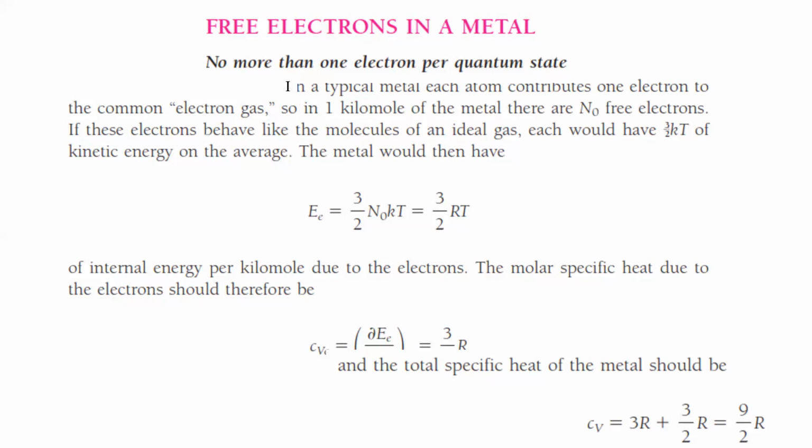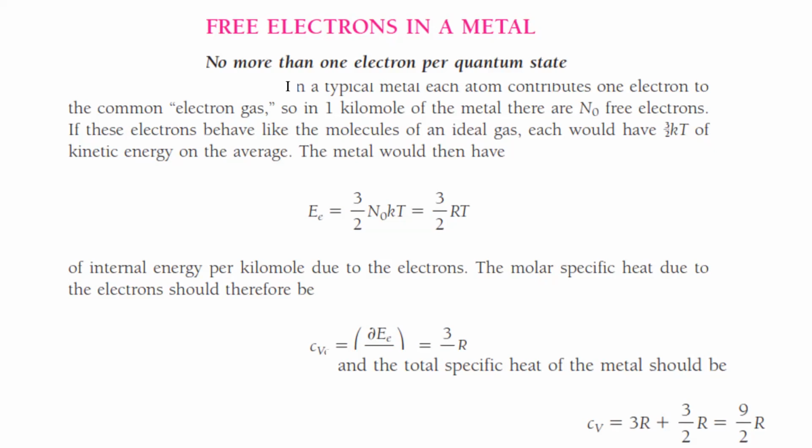So once again, if there is an atom, we know the shells and we know that there are valence electrons, and the valence electrons are free, and these free valence electrons are considered as an electron gas. It is common because it is available to all the atoms together in the lattice, and it moves around like a gas. So electron gas means a gas of electrons, right? Not of some atomic or molecular gas. So in a typical metal, each atom contributes one electron to the common electron gas.